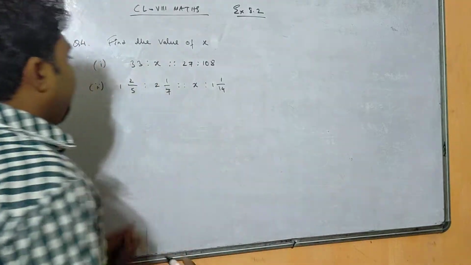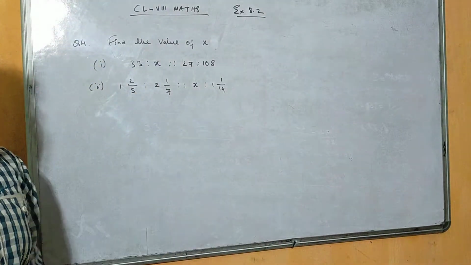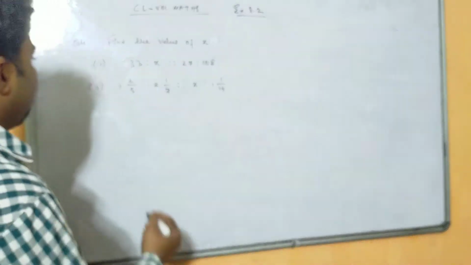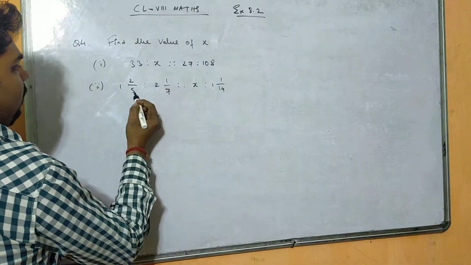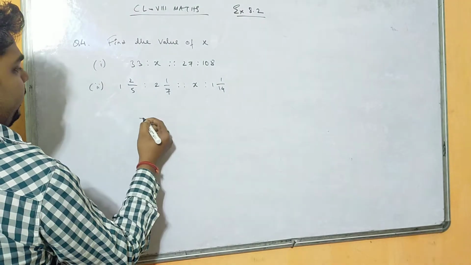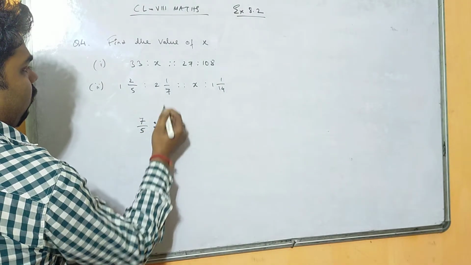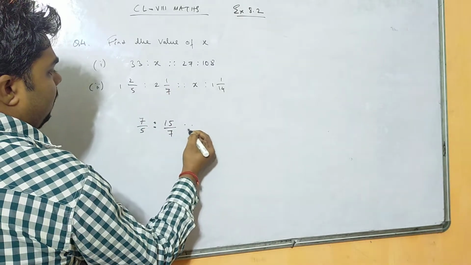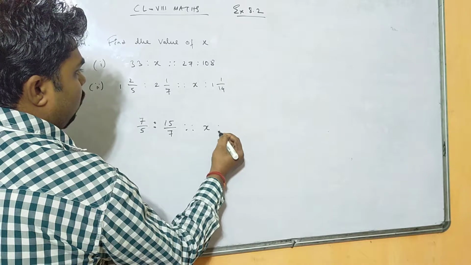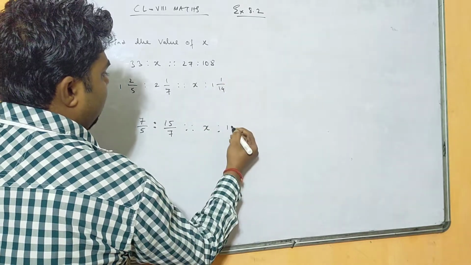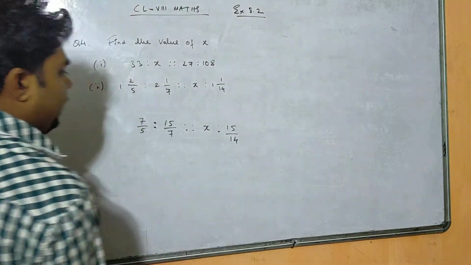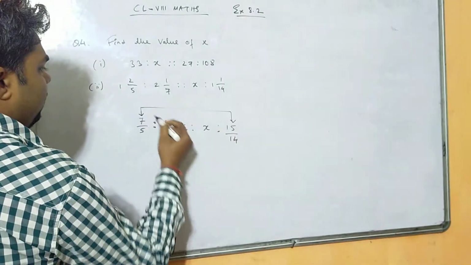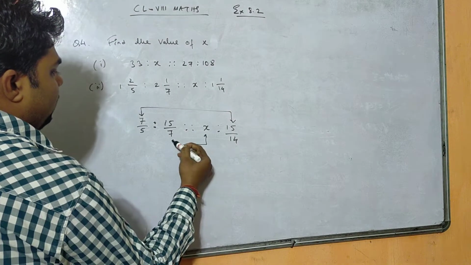Next question we have in mixed fraction. First, this mixed fraction has to be converted to an improper fraction. 5 ones are 5, 5 plus 2, that is 7 by 5. 7 twos are 14, 14 plus 1, 15 by 7, is to x is to 14 ones are 14, 14 plus 1, 15 by 14. So here also we will be multiplying the extreme numbers and mean numbers.